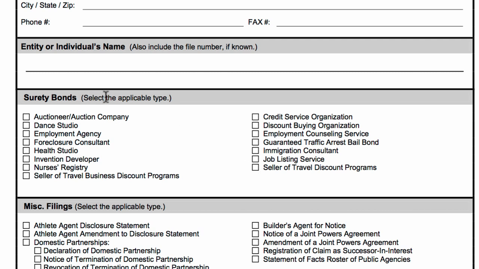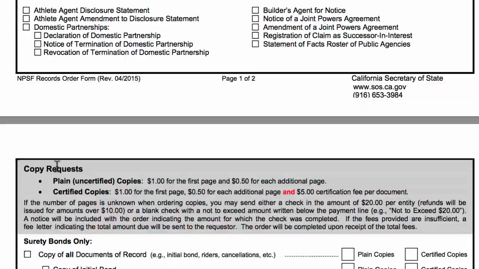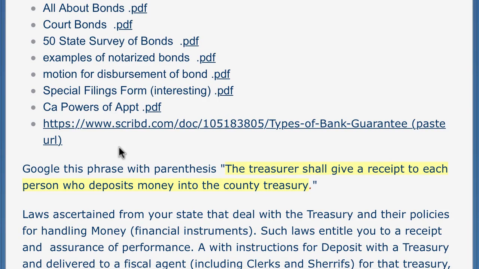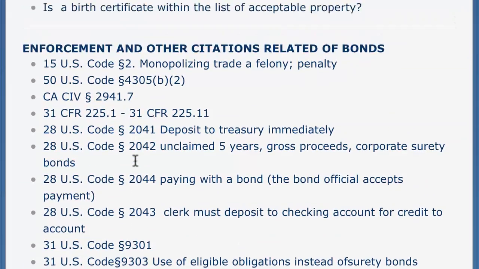They have select the applicable types. So these are for special types of bonds. So you always got to look and see what kind of, this is special filings records order only, right? So I don't know, just some things that I came across. And yeah, so we're going to kind of leave it at that.